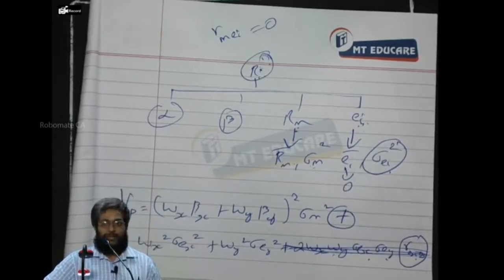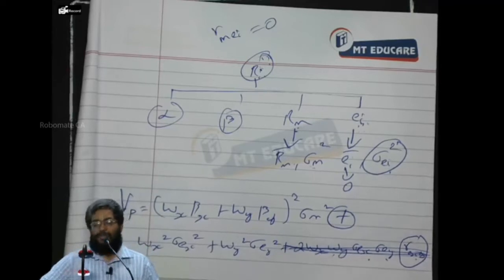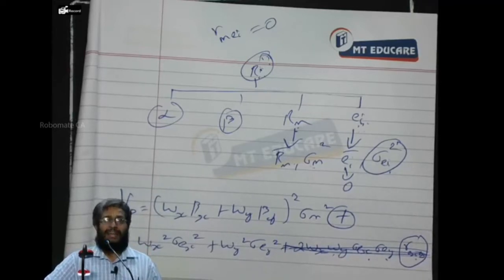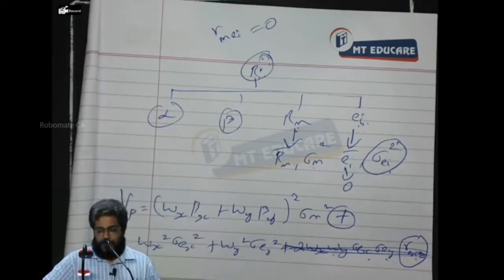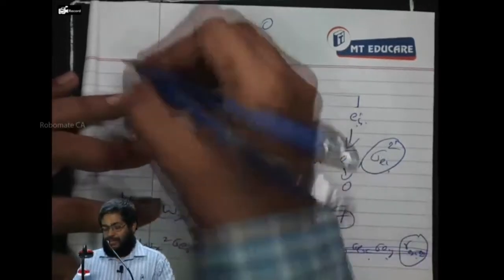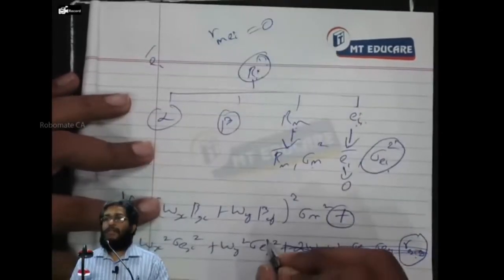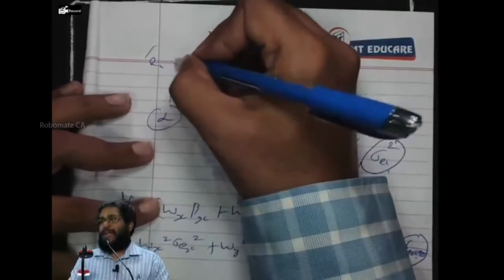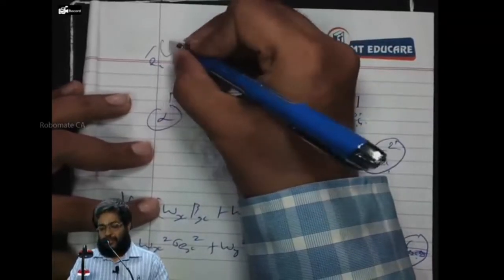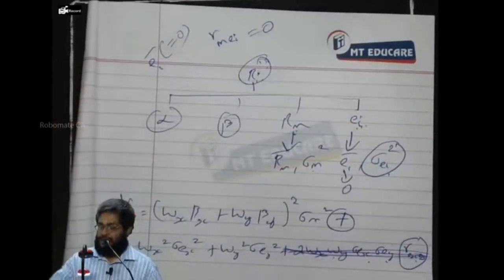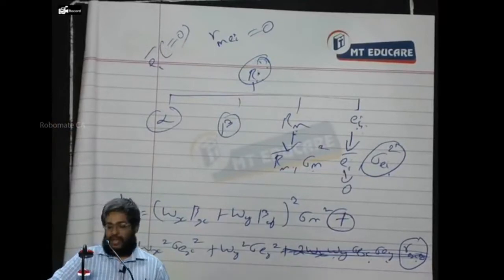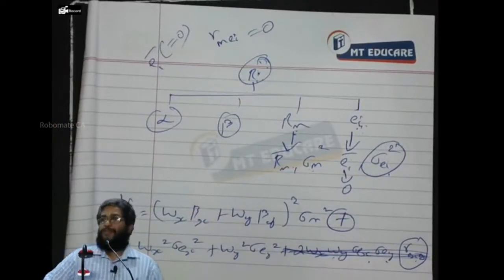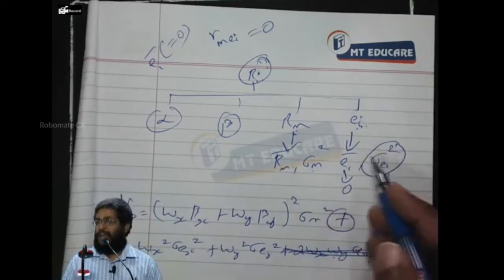Under mean, put down and write RM bar and EI bar. Mean rate RM bar and then EI bar. EI bar in bracket is 0. So we have the mean only for the market portfolio. We don't have it for the error term. EI bar is 0.